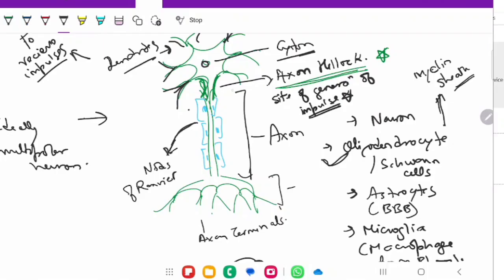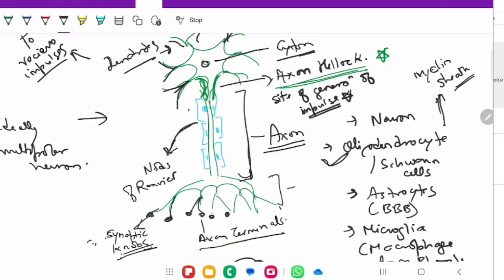Anyways, this long trunk-like structure is the axon, and these are axon terminals over here. These branches, as we can see, have swollen structures at the ending of every branch. These are known as, I'm sorry, this pen is not working properly. Anyways, yeah, synaptic knobs. So this is essentially the structure of a neuron.